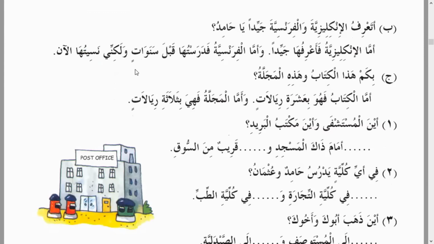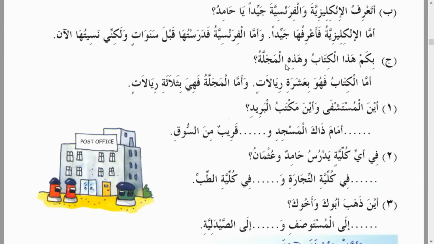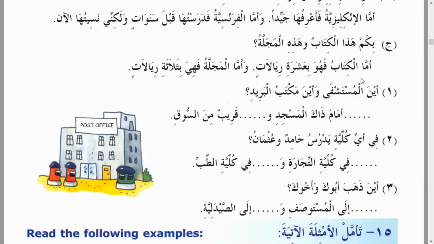Nasitu, I forgot. بكم هذا الكتاب وهذه المجلة? How much is this book and this magazine? أما الكتاب. So 2 things, right? فهو بعشرة ريالات. As for the book, fa, أما الكتاب فهو بعشرة ريالات. It is with 10 riyals. وأما المجلة فهي. Right? Nothing much here. Talking about the usage of amma. فهي بثلاثة ريالات. Right? It is with 3 riyals.